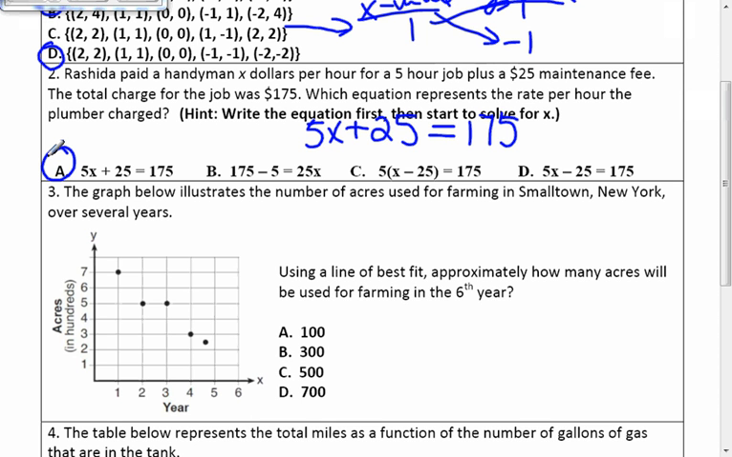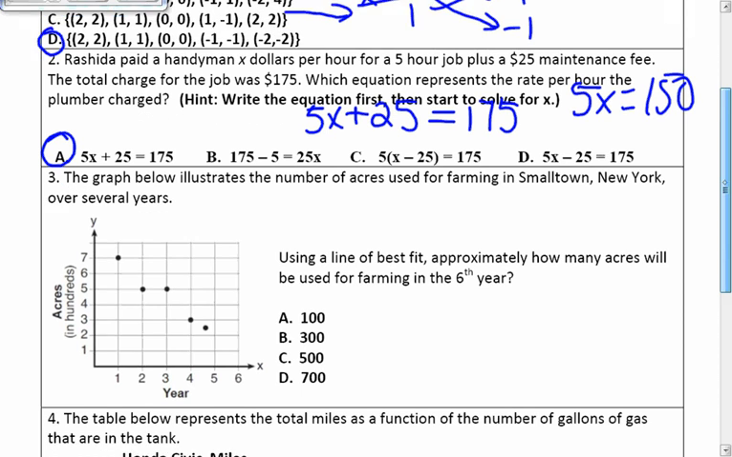But there could have been other answers. Maybe you might have seen 5x equals 150, because that's the same thing. That's just subtracting 25 from both sides. So just make sure you pick the choice that matches your equation.